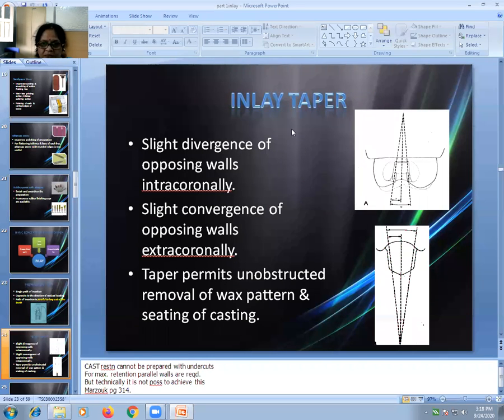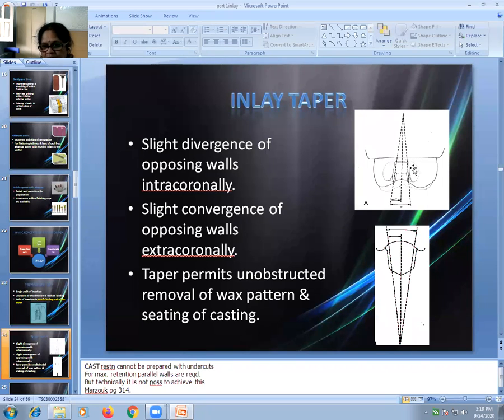Then what is the inlay taper? So now you know the path of insertion. Now you should know about the inlay taper. The path of insertion is parallel to the long axis of the tooth. But there are inlay tapers given. So what are these inlay tapers? Your preparation will be slightly divergent of the opposite walls intracoronally. There will be divergence of the opposite walls intracoronally.